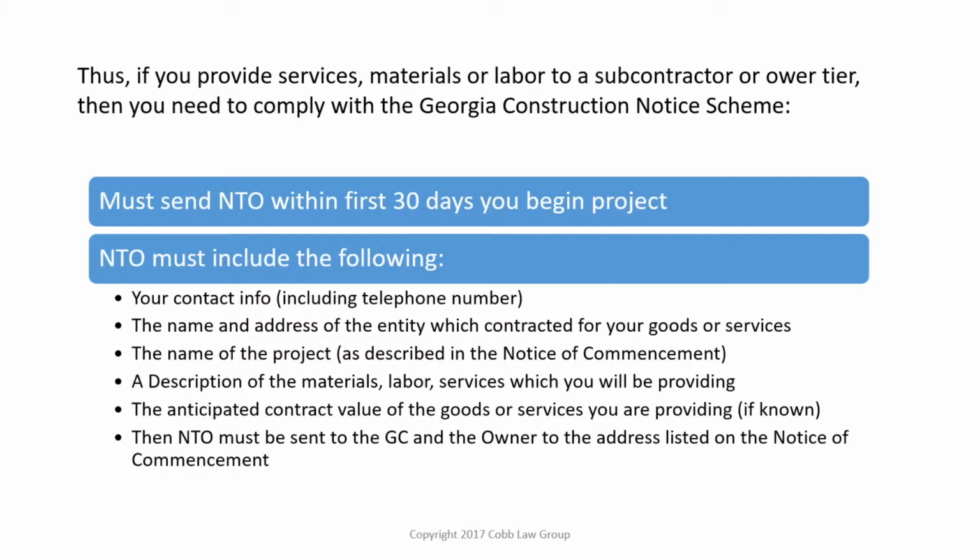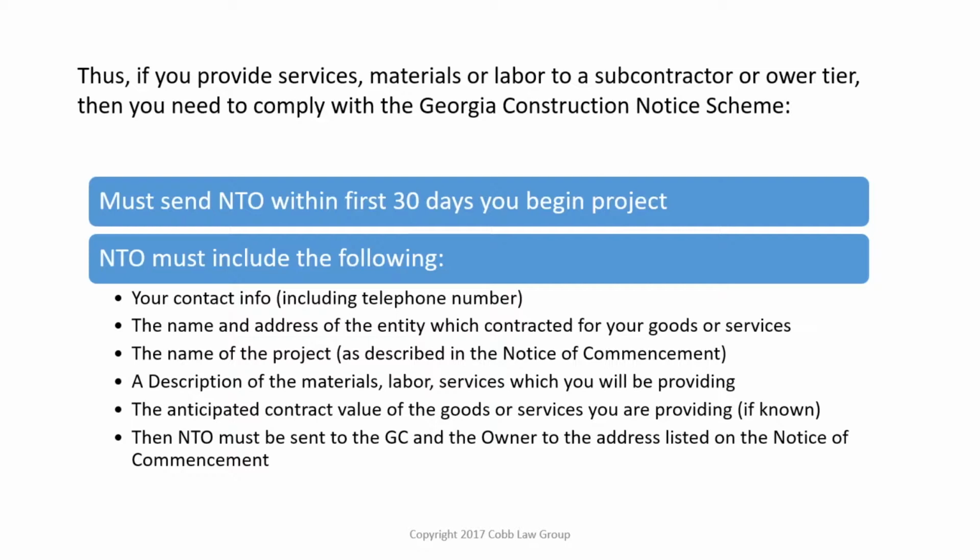project. In addition, you have to have a description of the materials, labor, services which you'll be providing. That could be a very vague description. You don't have to itemize things. It could be something as simple as supplying electrical conduit and related materials. It does not have to be an itemization.